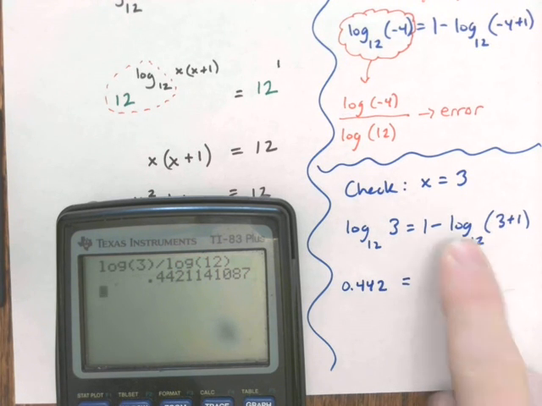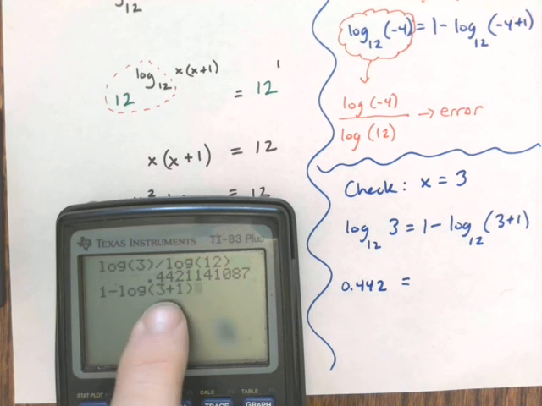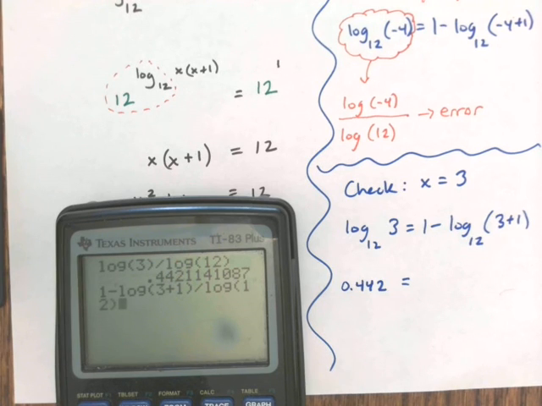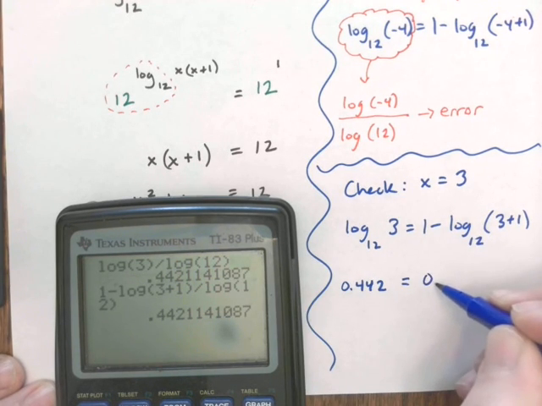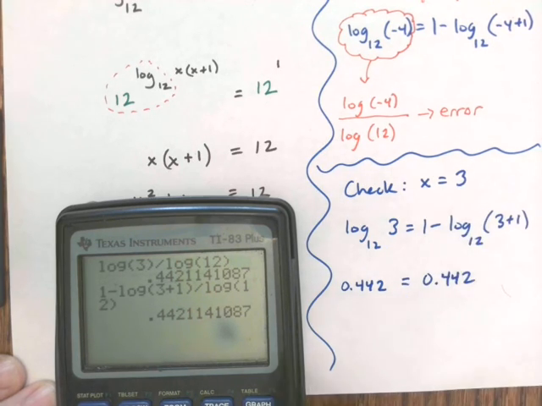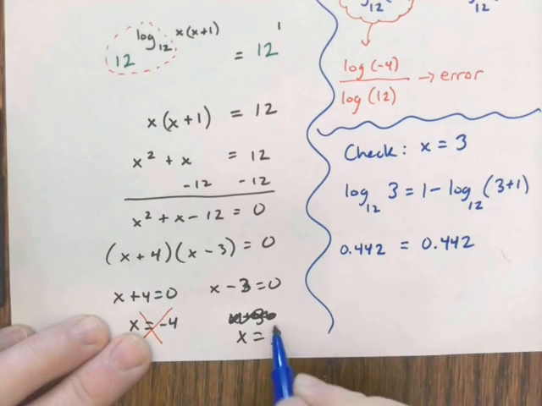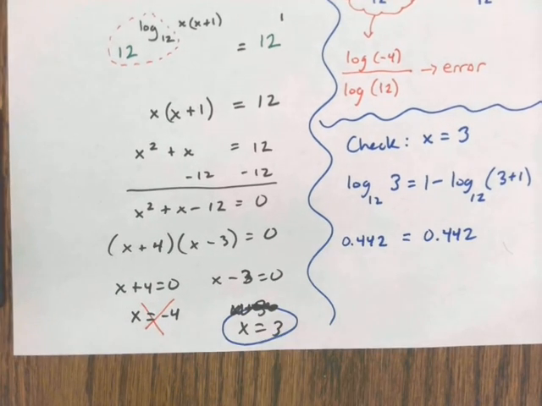And then here on the other side of the equal sign, we have 1 minus log base 12 of 3 plus 1. So I'm going to do log of 3 plus 1. I could just type in 4 there too, that would be fine, divided by log of 12. When I do that, if you compare those two decimals, they are the exact same decimal. So that does verify that 3 is a solution. So for this problem, there is a single solution. Our only answer that worked was 3.